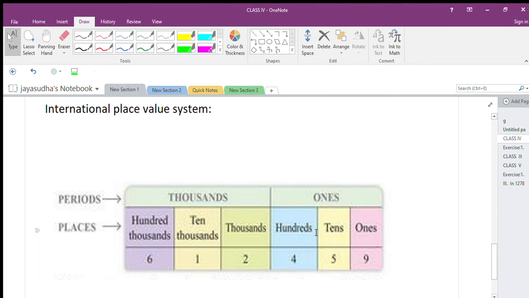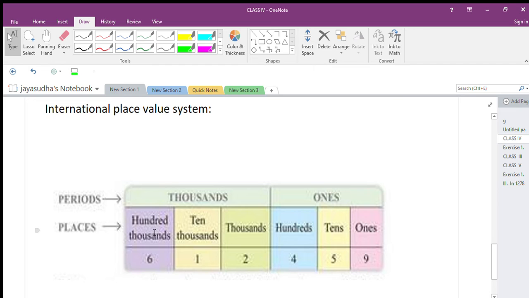So the ones period has 3 place values. Already you know in the Indian system, same in the international system: ones, tens, 100. These are the same in the Indian system and the international system. Then move on to the thousands period. In the Indian system only 2 place values, but in the international system there are 3 place values. What are they? 1000, 10,000.